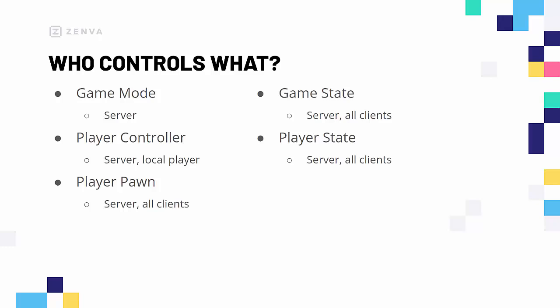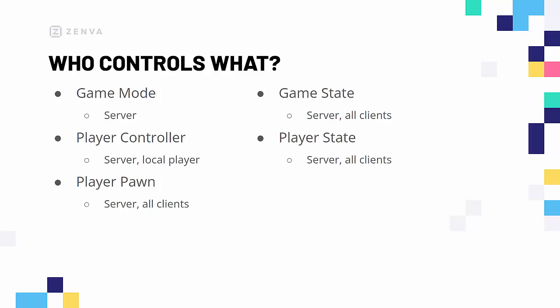So yeah, these are just a number of different things, and you can see how they each have different sort of visibility levels. The server, of course, can see everything, but as a client, you don't have access to everything. You only have access to your own player controller, everyone else's pawn, everyone else's game state, and everyone else's player state, okay? So the main two things I would say would be the game mode and the player controller.